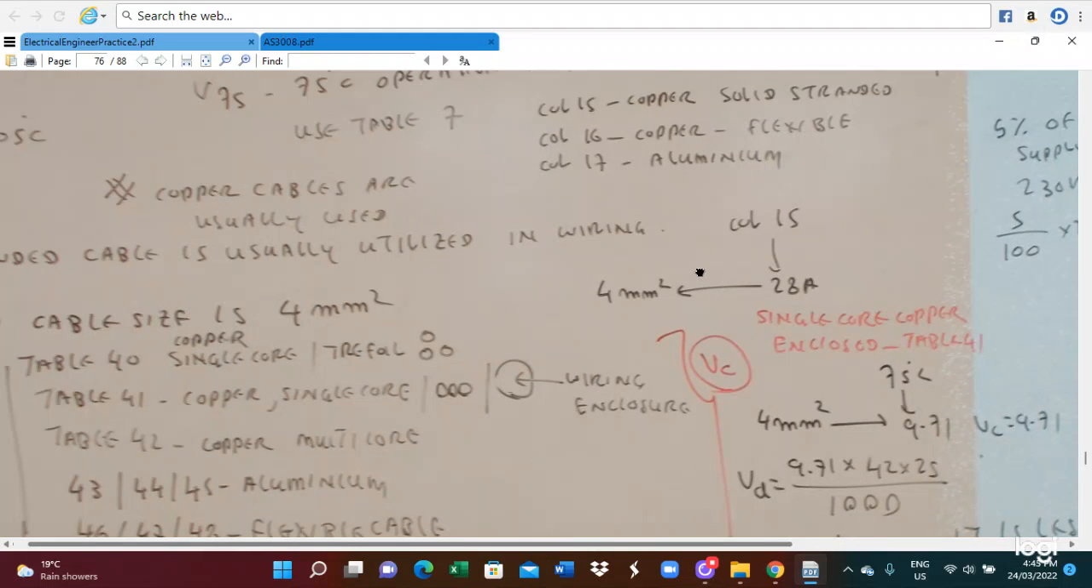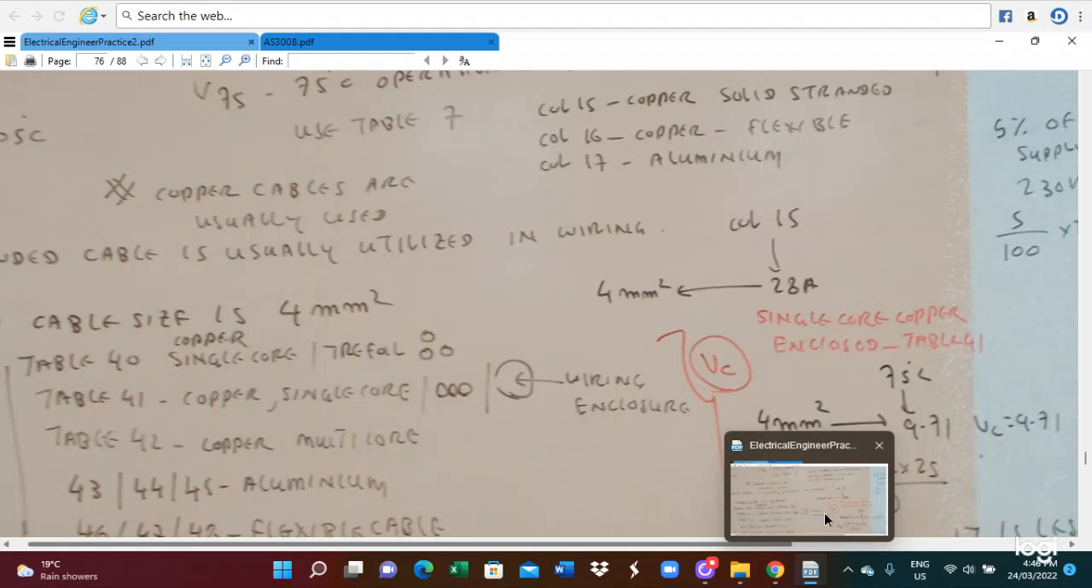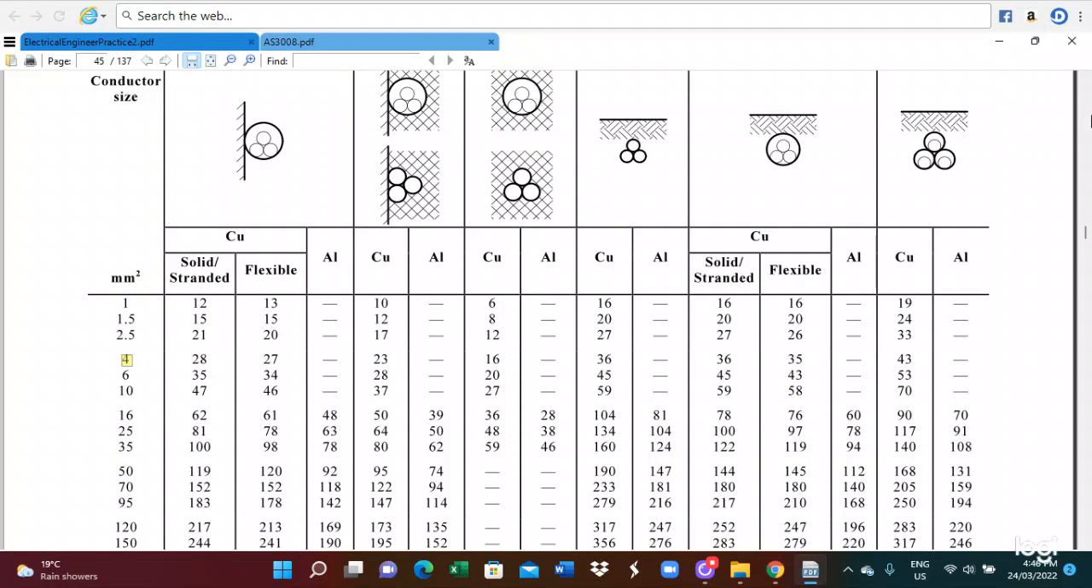So for enclosed in air, we have to refer to table 41, because three single core cables enclosed in air is appropriate for table 41. So we find table 41, and the temperature is 75 degrees centigrade, and the size is 4 millimeter square. So we look at table 41. Go down, we look at table 41.